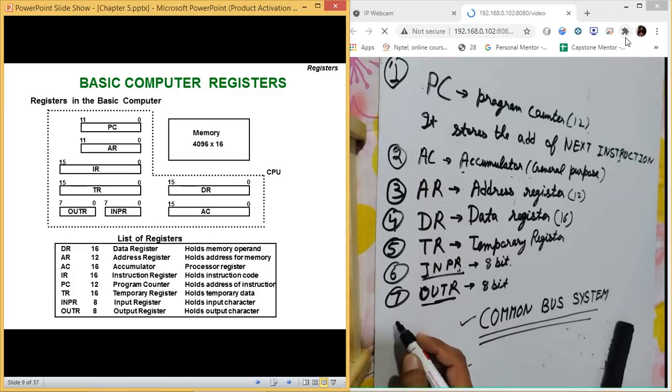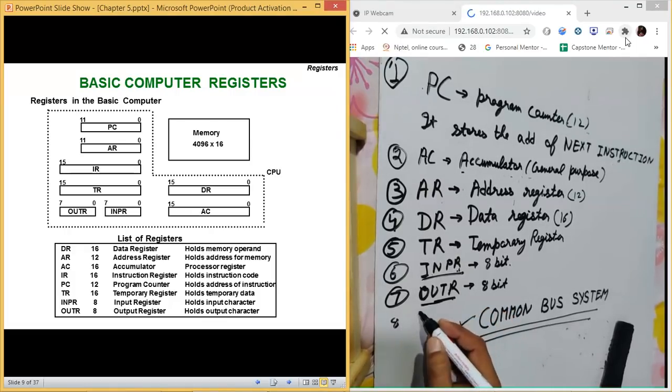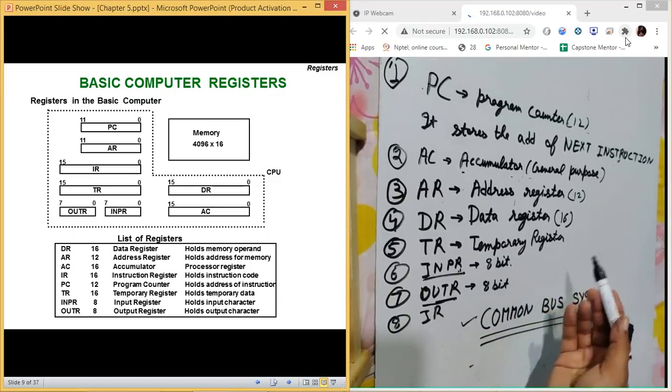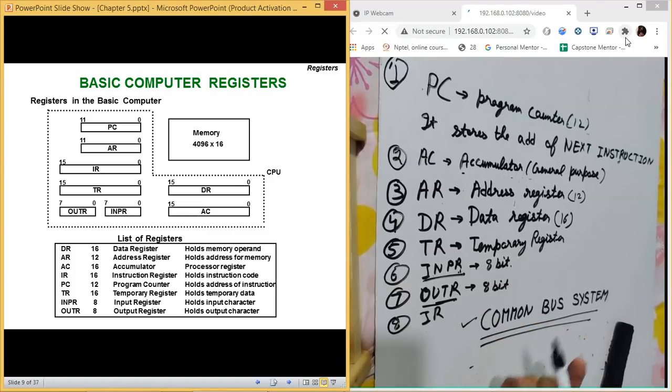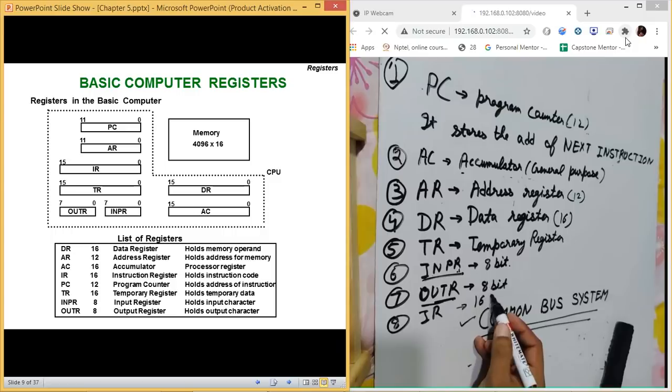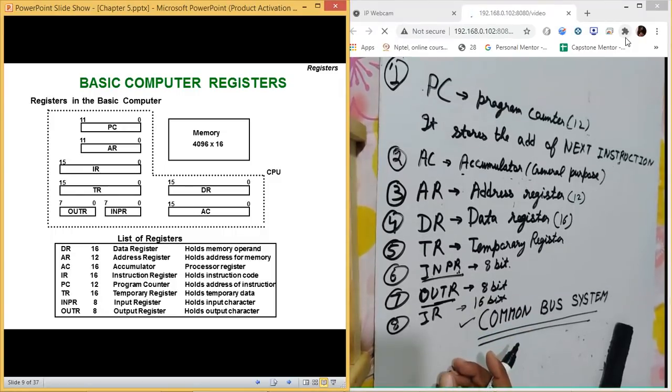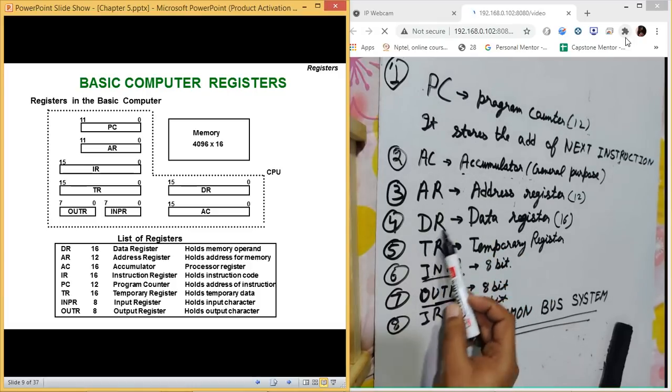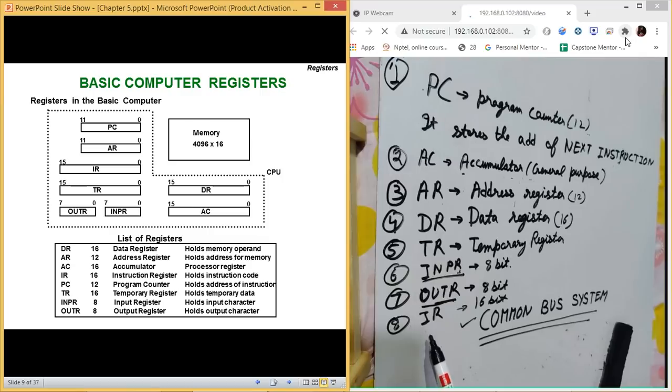Okay, so I think we have missed out the instruction register. IR, that is the instruction register, which is going to store the instructions, and the size of the instruction register will again be 16 bits. It will be 16 bits because whatsoever we are going to store inside the memory will be known as an instruction, whether it is an instruction or data, but it will be processed as an instruction. So in total, we are having 8 different registers: PC, AC, AR, DR, TR, INPR, OUTR, IR.